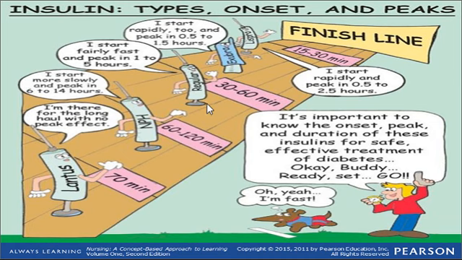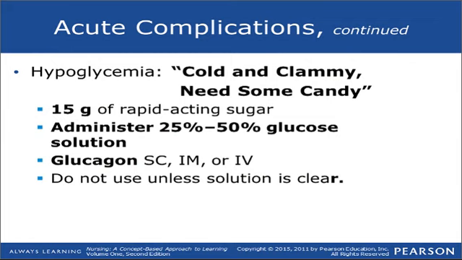Then your fast acting, your intermediate acting, and your long acting. So knowing your insulin onset and peak, you can figure out meals and symptoms and that sort of stuff. Table 12.5 on whatever page it is in your Pearson. Okay, so complications, of course, is hypoglycemia, cold and clammy, need some candy is just a really good thing to remember.